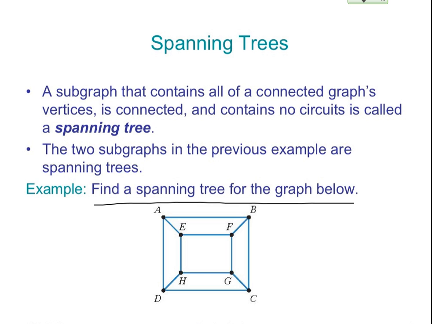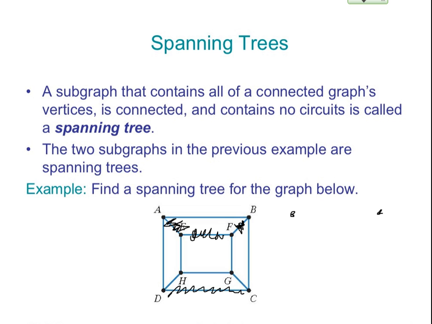Find a spanning tree for the graph below. So what we're looking for is a graph that is connected, and we don't want to get rid of any of the original vertices, and we don't want any circuits. So let's suppose we get rid of this edge. Let's get rid of this edge. And maybe this one. So what do we have right now?